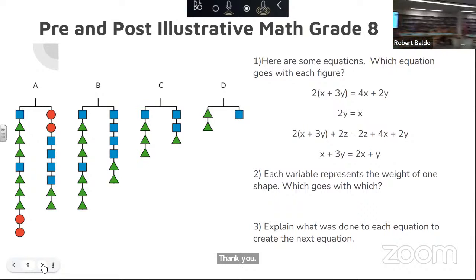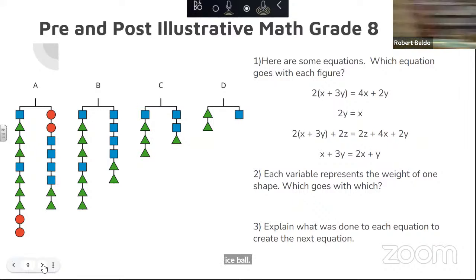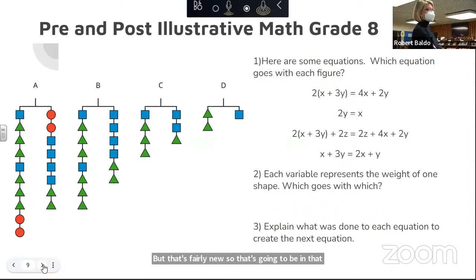Illustrative math does not extend beyond grade 8. Is grade 8 the ceiling on that? High school. But it's fairly new. So that's part of what we're going to talk about tonight, maybe using that. We're using that in algebra.